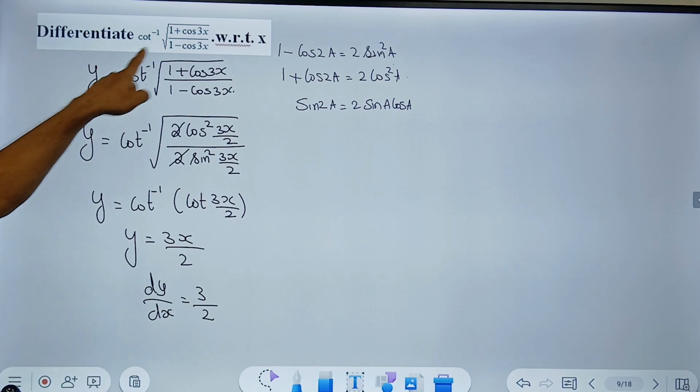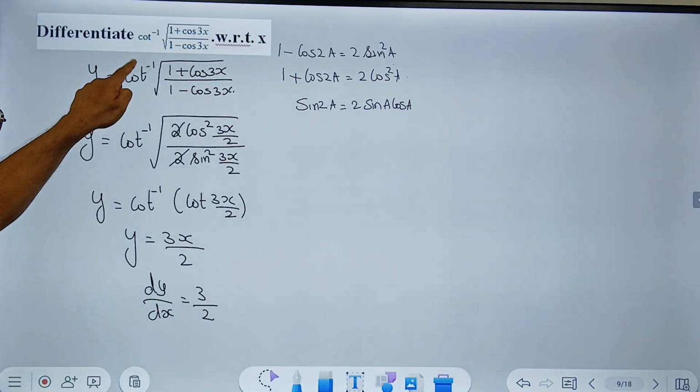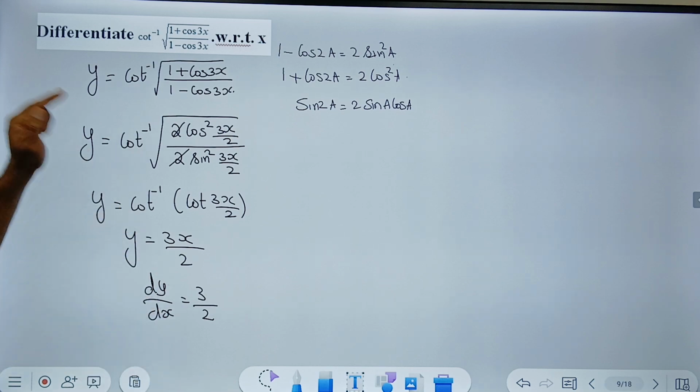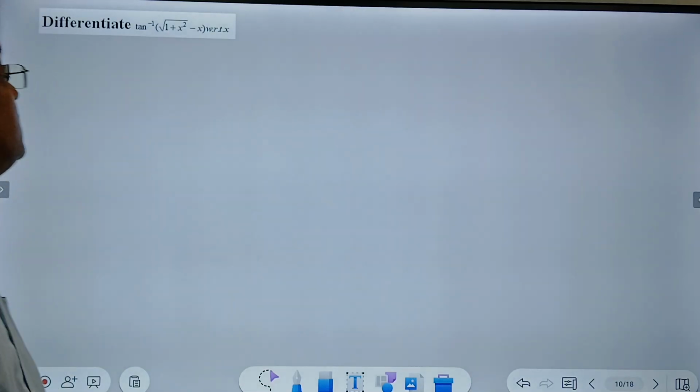You see, if I try to differentiate this directly, it becomes a mega project. Whereas when you simplify it, it becomes very simple. You save a lot of time and your energy also. Okay. Now let's go back to the next question.